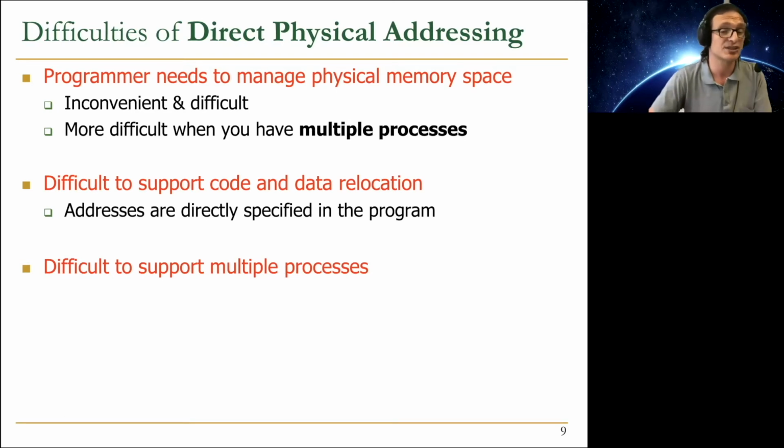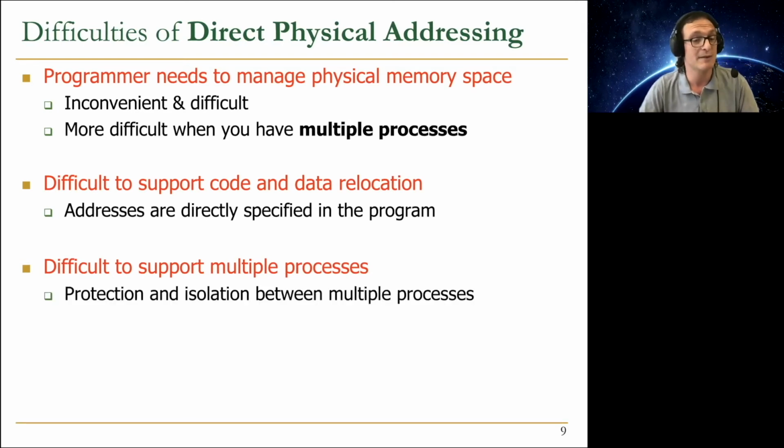And it's not easy to do this, basically, if you have direct physical addresses. As I said, difficult to support multiple processes. You do not have protection and isolation between multiple processes because everybody has the same physical address space if you have direct physical addressing. And as a result, you cannot distinguish between them. So you need to have some sort of protection and isolation mechanisms. And virtual memory provides one way of providing protection and isolation. There are other ways like segmentation, which we're not going to talk about.